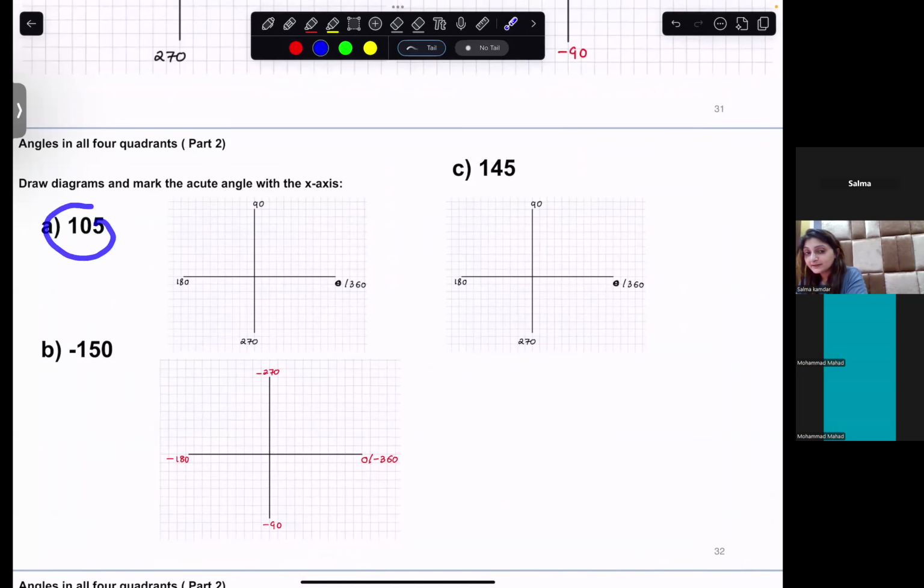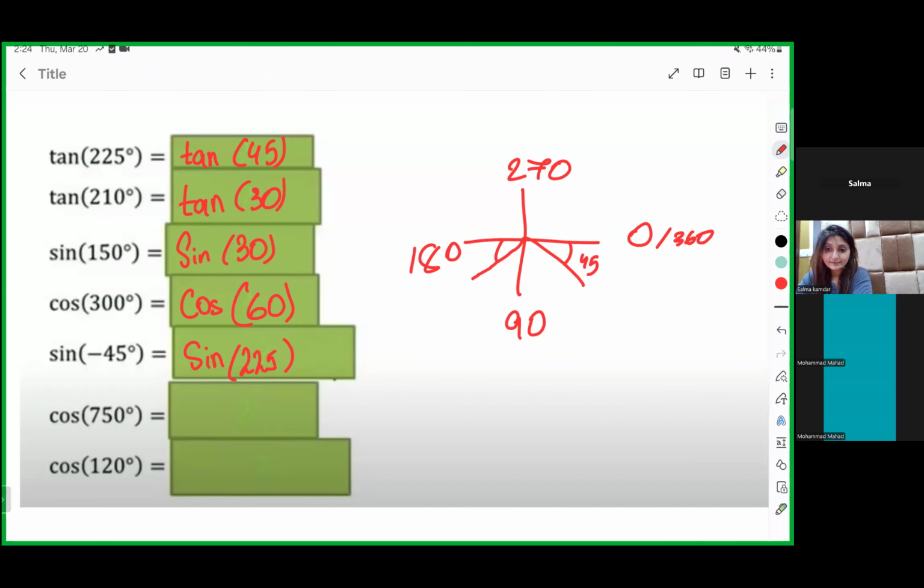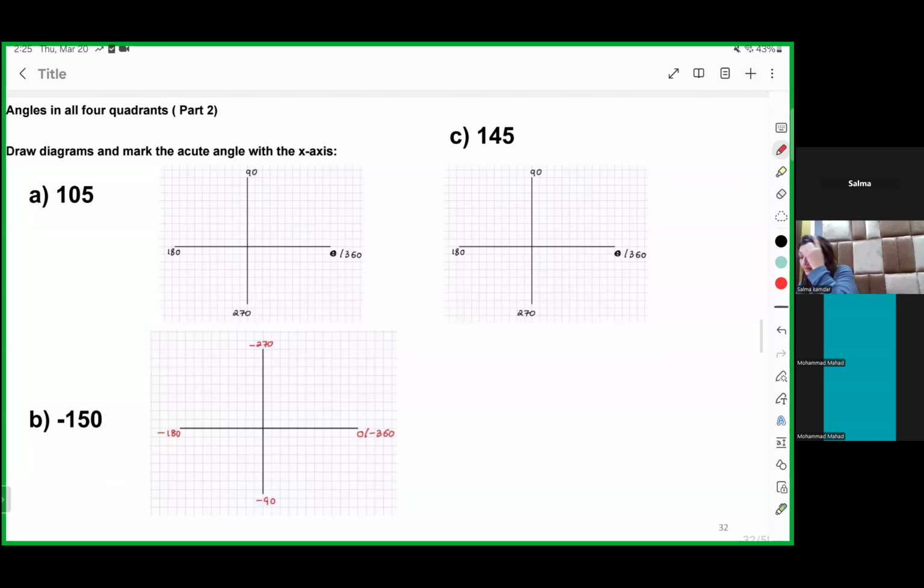Going to mark the acute angle with the x-axis. I'm switching to your screen and the video is still being recorded. But which one, miss? You have to mark the acute angle with the x-axis.